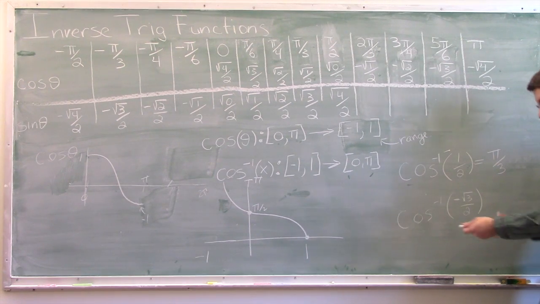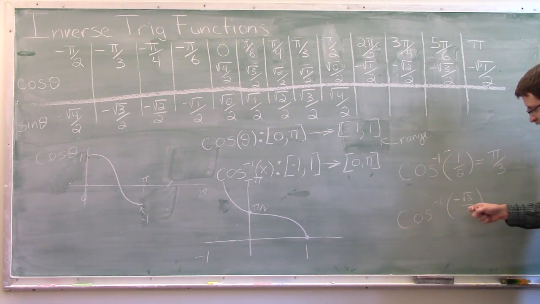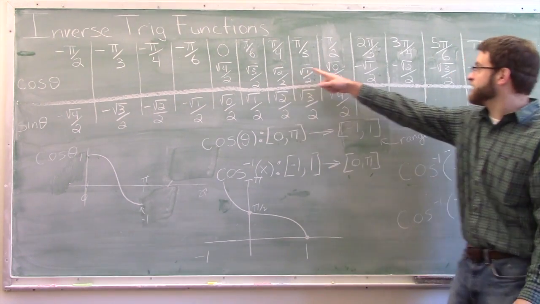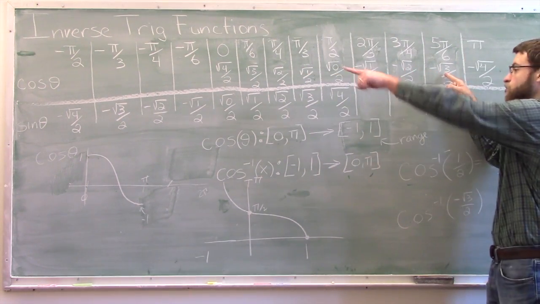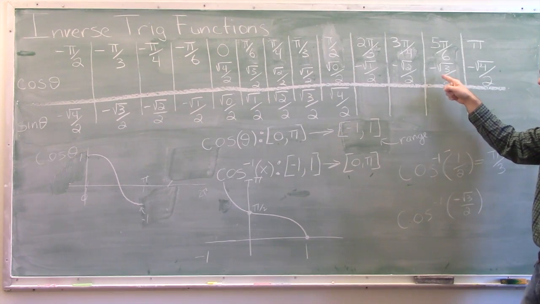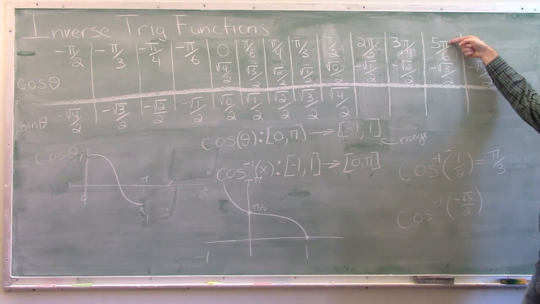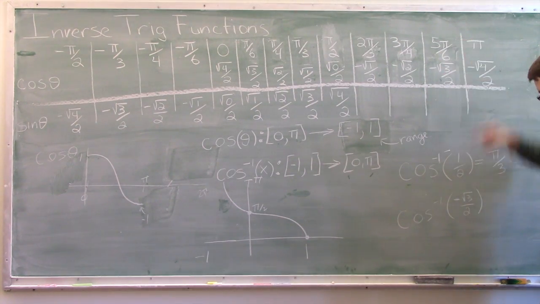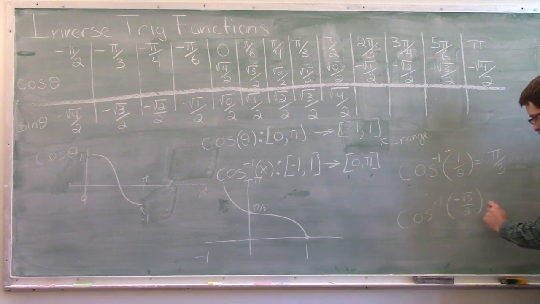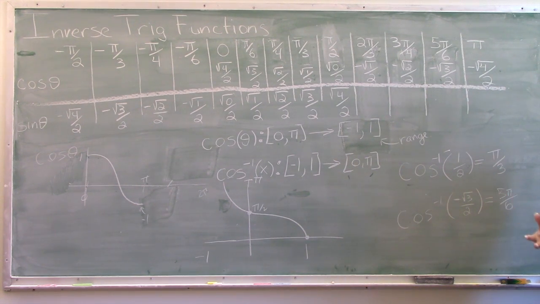Okay? Let's do one more just to get the idea. Again, if I want to find the cosine inverse of negative root 3 over 2, I find negative root 3 over 2 in the cosine line of our table. That's the output. And then I find the corresponding input. Okay? So the cosine inverse of negative root 3 over 2 is going to be 5 pi over 6. That's the basic idea about inverse cosine.